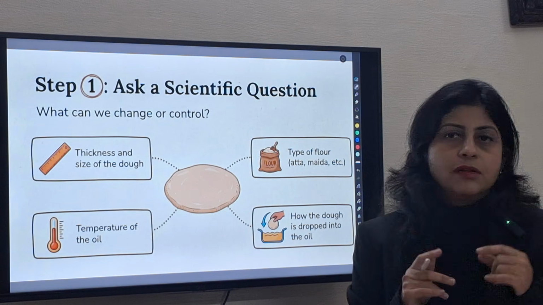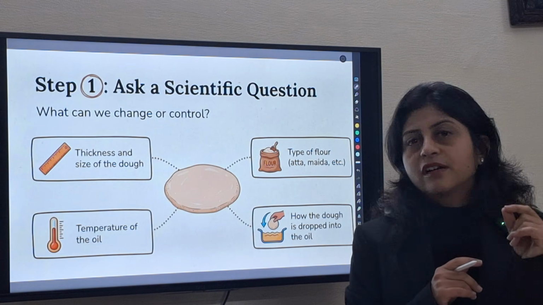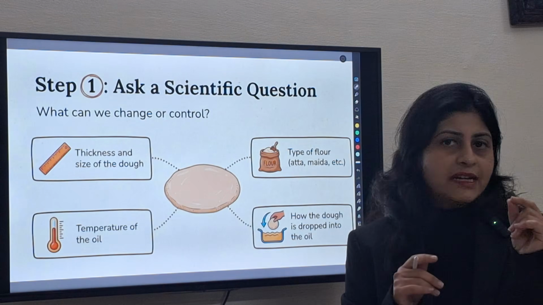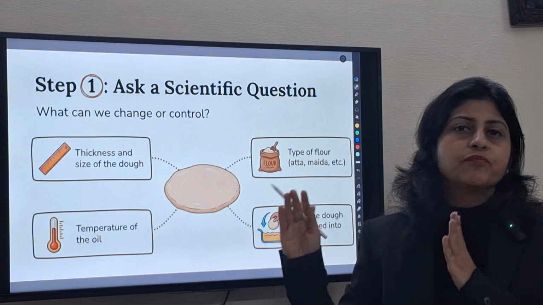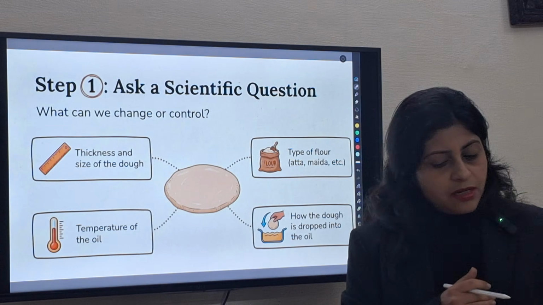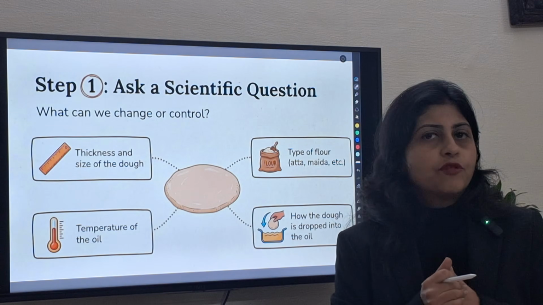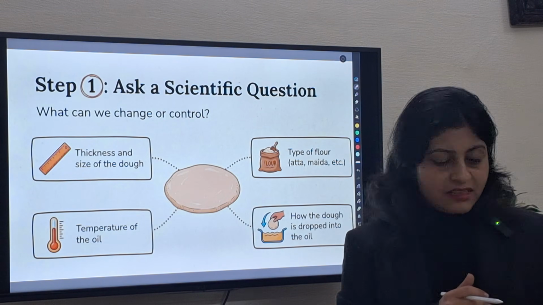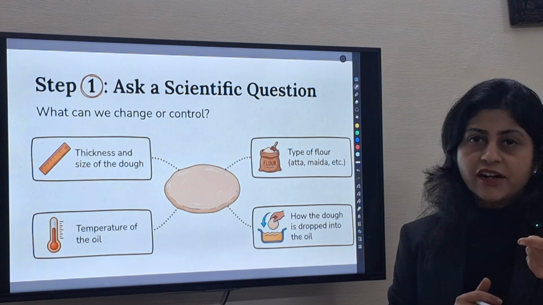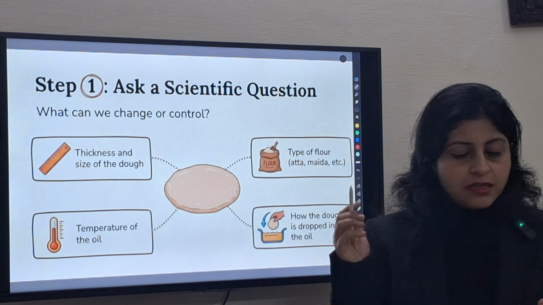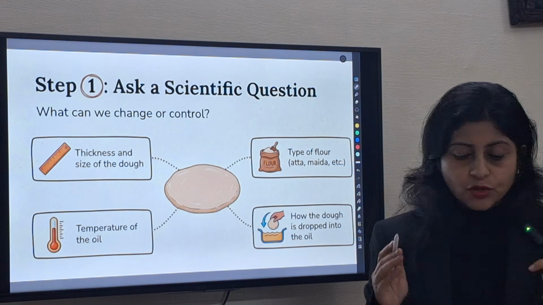Now remember, for an investigation to be correct, always change one factor at a time and keep the others constant. Now what does that mean? This means, in order to investigate this example, first of all we'll see the thickness and the size of the dough. So there are different factors we can change. First is the thickness and the size of the dough.